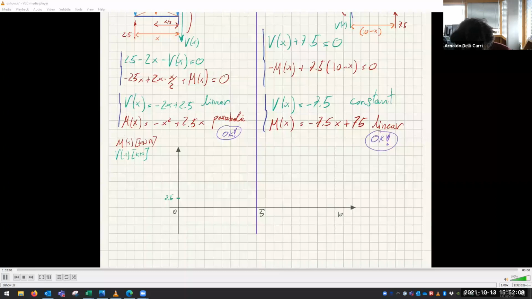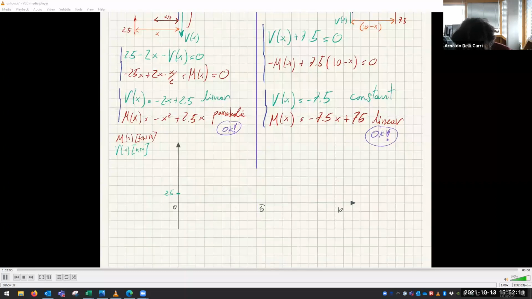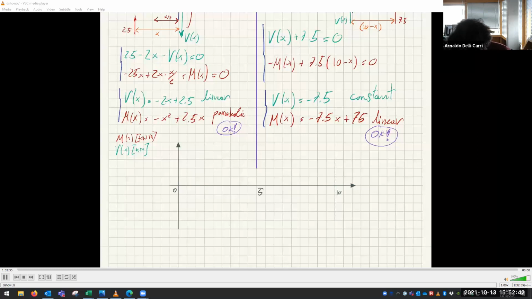Let me drag this over here. I think I'm going to need more space on the bottom than at the top. Okay. And so I was saying this is 2.5.